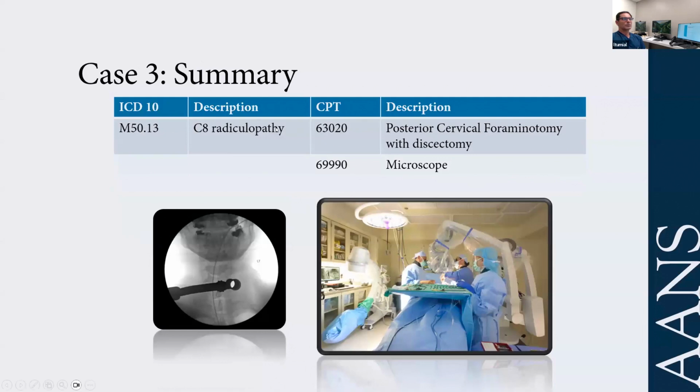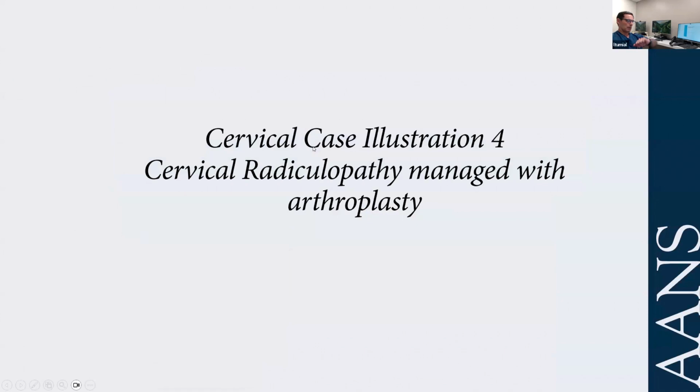So these are the codes. And this is because I was removing a soft disc. The disc drives the code, so it's foraminotomy with discectomy. That's why I use 63020. If I was removing a bony spur, uncovertebral spurring, I'd be using 63045. But okay, so then we're going to wrap up with arthroplasty because I want to be sensitive to the time.